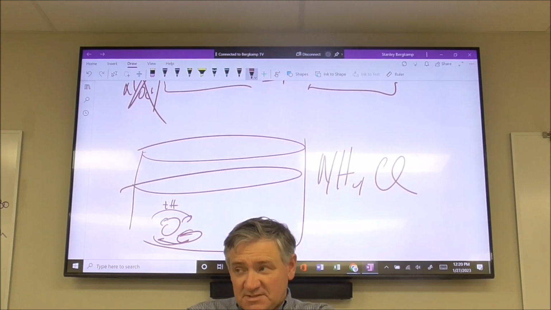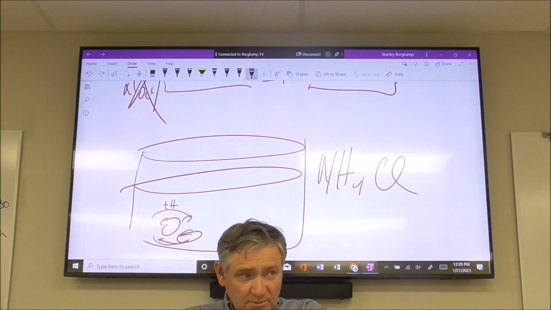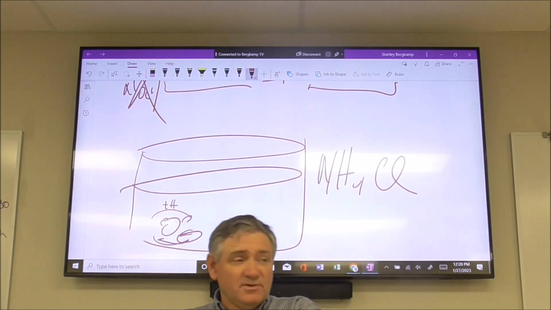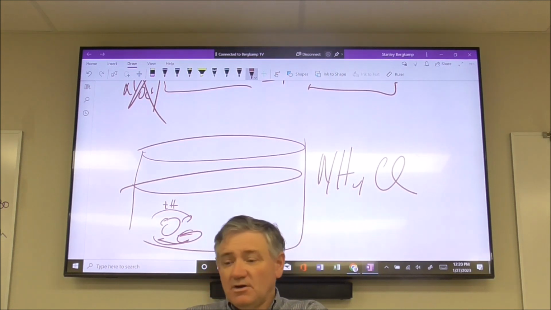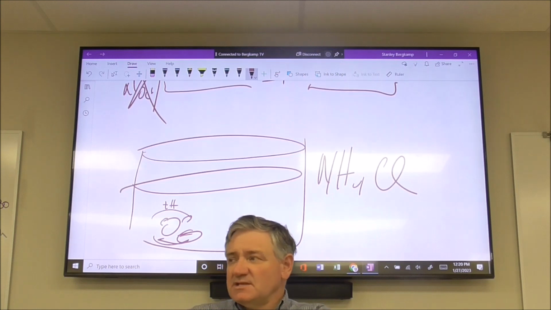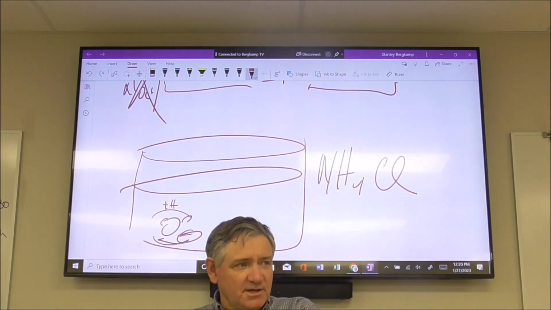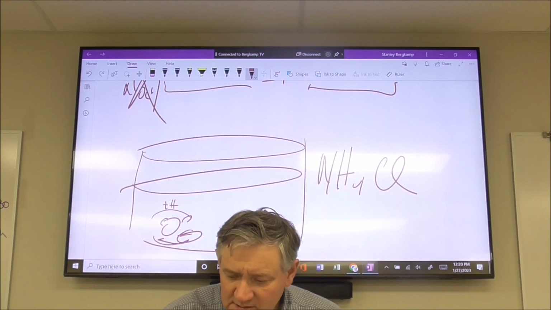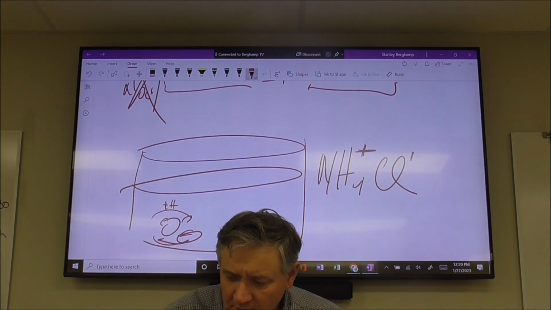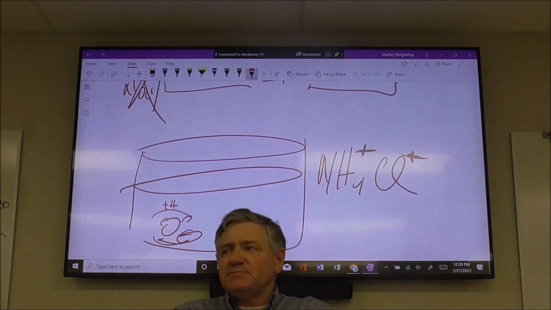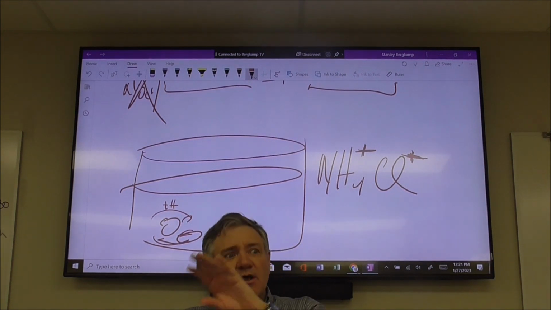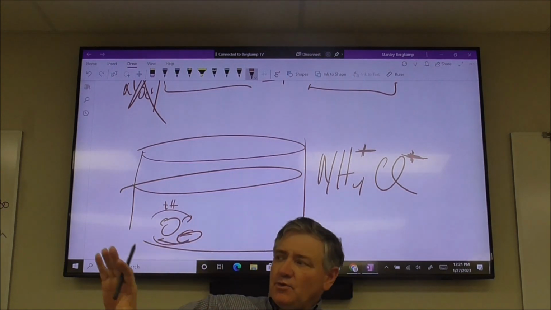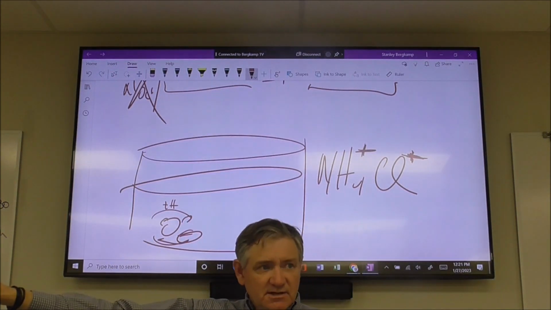Soluble. Soluble for two reasons. All ammoniums are soluble. All halogens are soluble except for silver and lead. So you couldn't make this thing stay together if you tried. This thing is going to completely dissolve. So when it dissolves, what's going to be important is that it keeps its charge. That ammonium ion keeps a positive charge. That chloride ion keeps a negative charge.